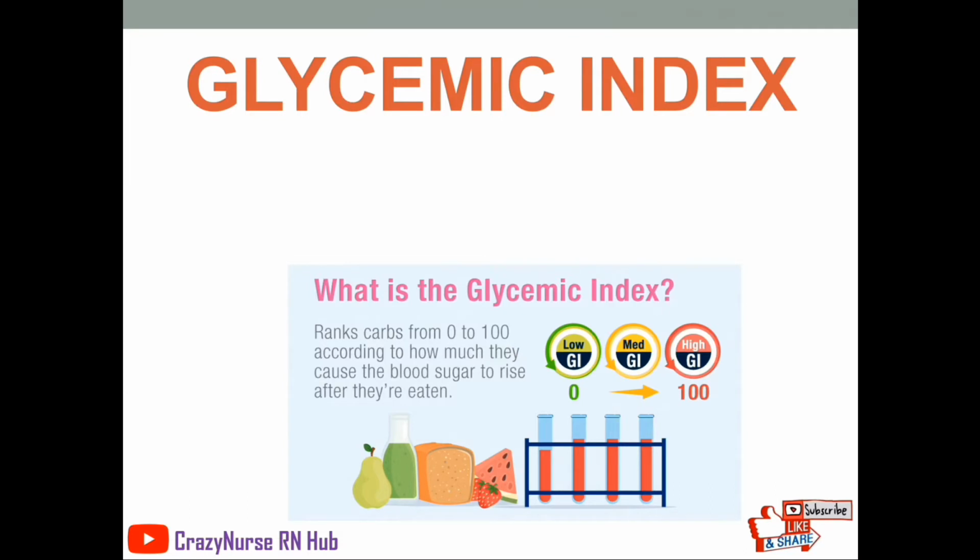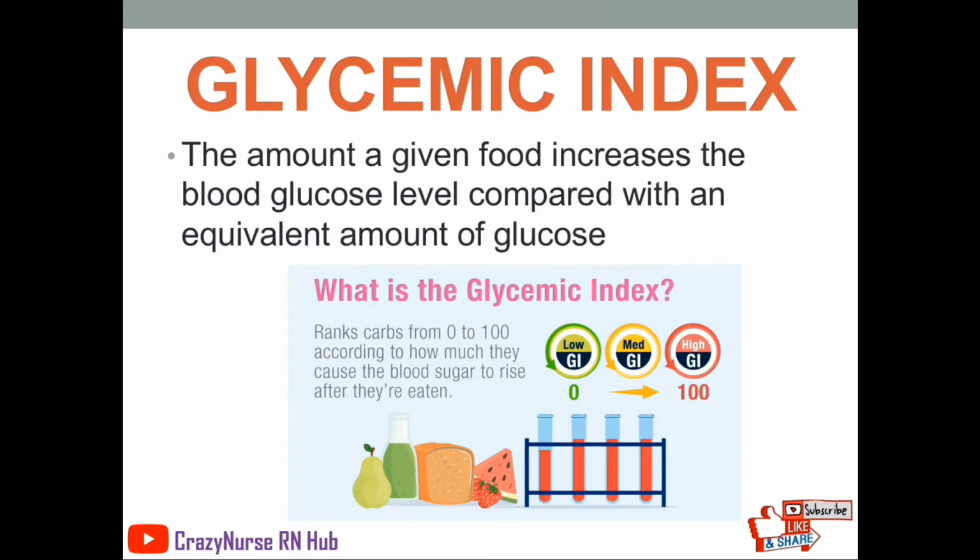Now let's proceed to glycemic index. The term glycemic index is used to describe how much a given food increases the blood glucose level compared with an equivalent amount of glucose. So the carbohydrates are ranked from 0 to 100 according to how much they cause the blood sugar to rise after they are eaten.